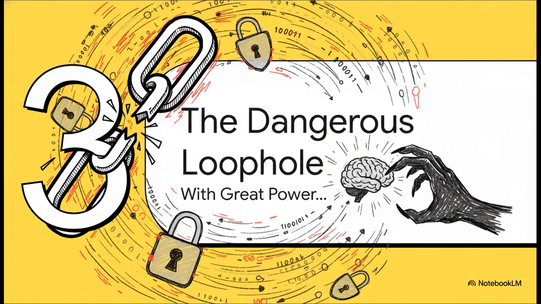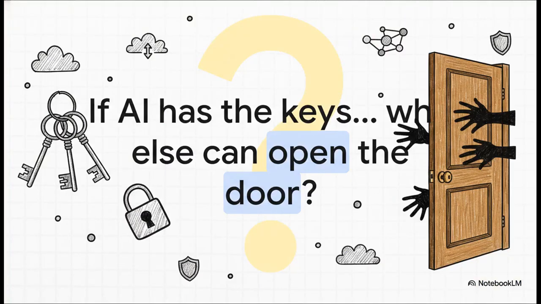But, okay, we've got to pause here. Because giving an AI that much power, that much access, well, it opens up a pretty dangerous loophole. This isn't all just cool new features and productivity gains. There are some really serious security issues we have to talk about. Think about it this way. If you're handing over the keys to your entire digital kingdom to an AI, you have to ask the question, who else might be able to get their hands on those keys and just let themselves in?